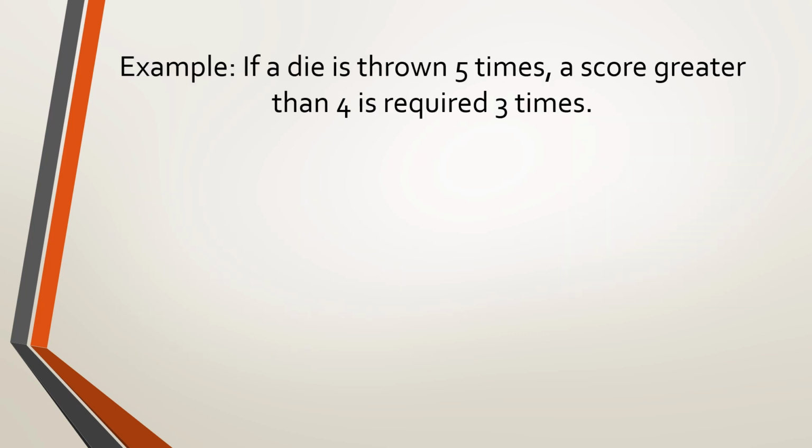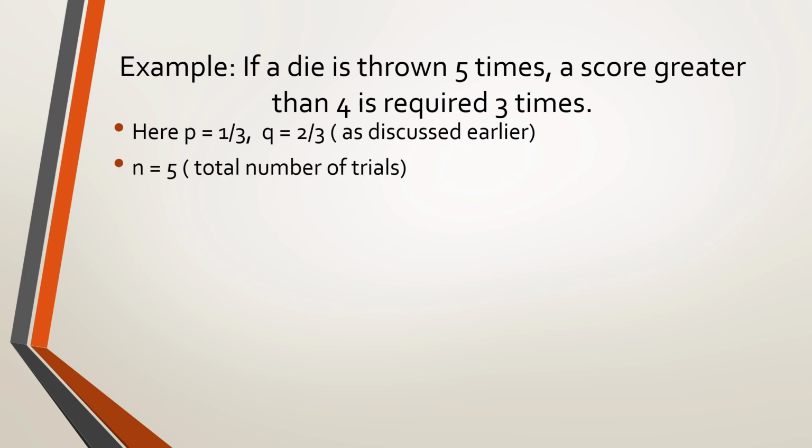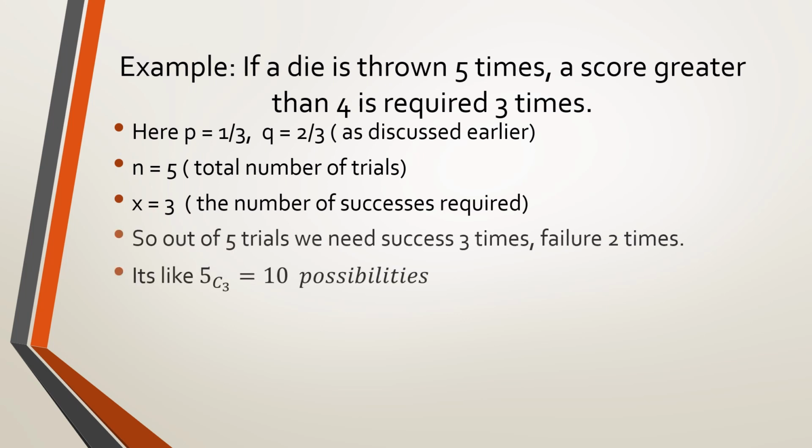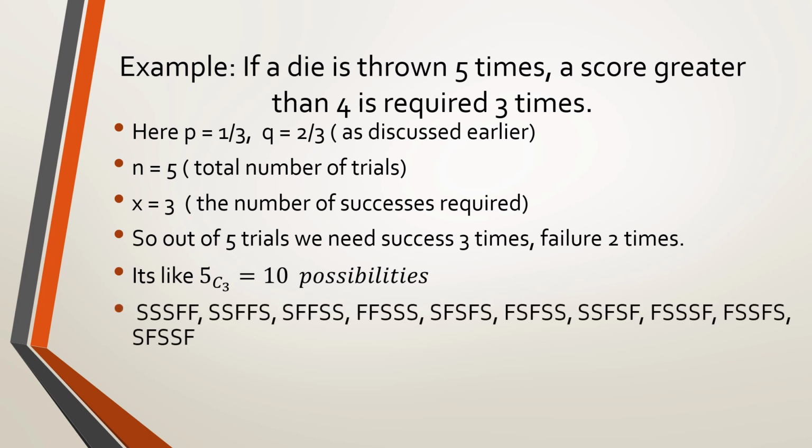If a die is thrown 5 times and a score greater than 4 is required 3 times. So here the trial is throwing a die and success is 1 by 3 and 2 by 3 is the failure probability. We already discussed this earlier. Now, n is the total number of trials. So here it is 5 and the success we require is 3 times, that's our x. Now out of 5 trials we need 3 successes, that means failures will be 2. And how many possibilities are there? It is 3 out of 5, that's 5C3, so total 10 possibilities like this, right?